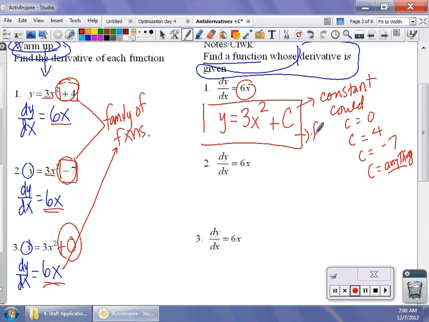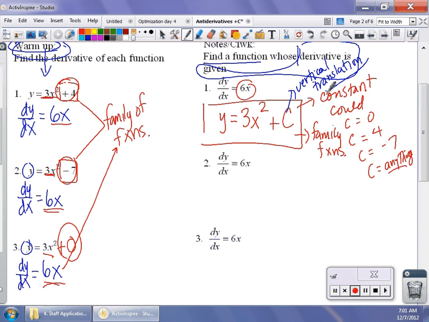So here we go with that whole idea of a family again. A family of functions. Now if you go back over to the warm-up, remember the parent, so to speak, of this family was 3x squared. The plus c means that we could vertically translate. So here is that vertical translation. That's all that this c value does, because it's a constant. It would be a vertical translation. And that's why we have an entire family that all share the same derivative.